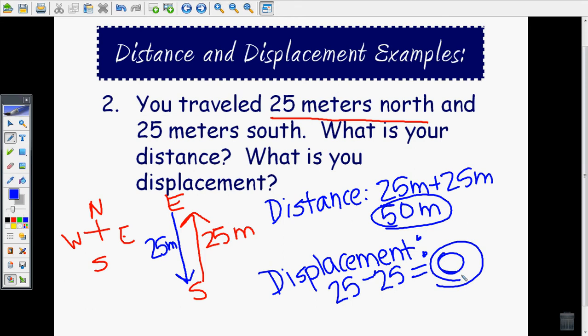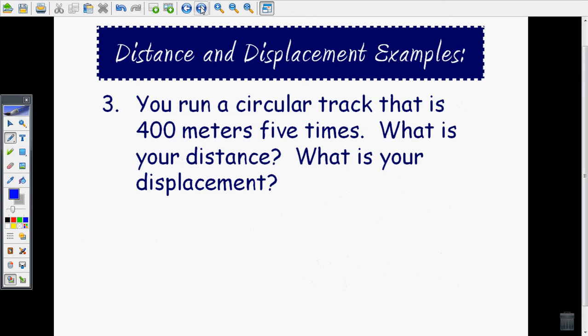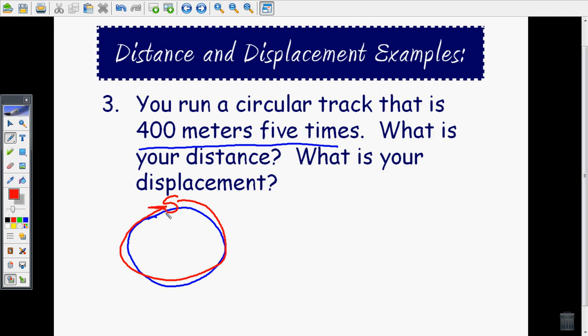Alright, let's try one more before I switch up and try something a little bit more difficult. You run a circular track that is 400 meters 5 times. Okay, so I have a circular track. Okay, so there's my track. And let's say right here is my starting point. And I decide to run all the way around this track. I do that times 5. And that track is 400 meters. Okay. So what's your distance?